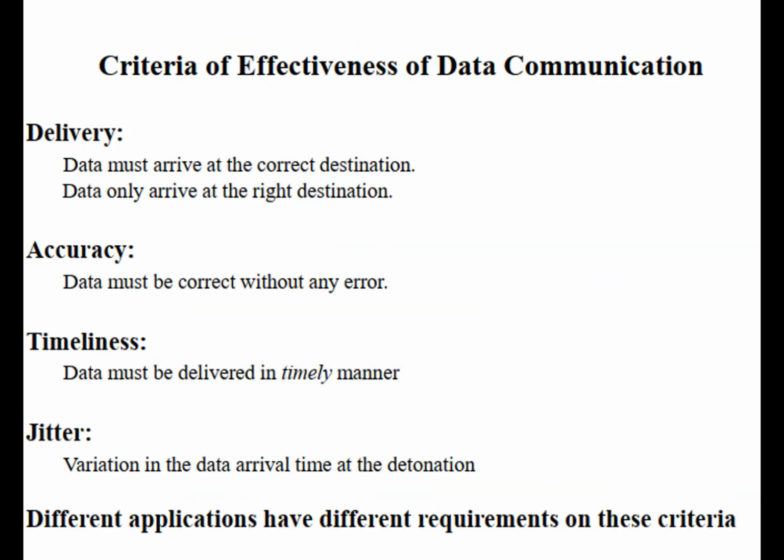Criteria of effectiveness of data communication. Delivery: data must arrive at the correct destination, and only at the right destination. Accuracy: data must be correct without any error. Timeliness: data must be delivered in time. Jitter: variation in the data arrival time at the destination. Different applications have different requirements on these criteria.